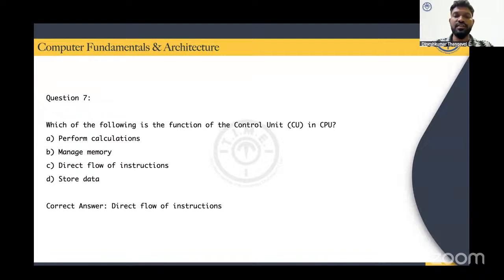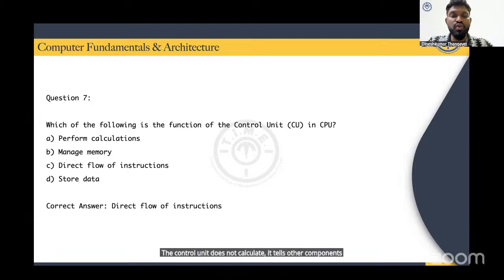Which of the following is the function of the control unit in the CPU? We have four options, and the right option is option C, a direct flow of instructions. Let's see why. Like I told you, the CPU has three parts. ALU calculates, CU controls, registers store temporarily. The control unit does not calculate, it tells other components what to do and when.